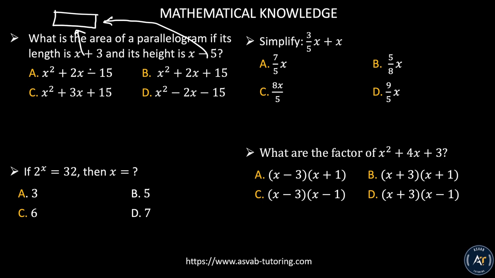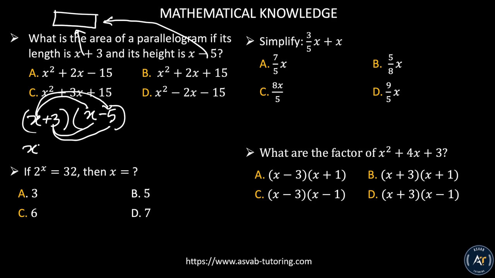So what do you have to do here? You have to multiply. So let's do that. You have x plus 3 times x minus 5. So you need to use the FOIL method. You remember that from before, how to do it. You have to do it this way: x multiplies with both of them, and then 3 multiplies with both of them as well. So that gives you x squared minus 5x, plus 3x, 3 times minus 5 is minus 15. And if you simplify that, that gives you x squared minus 2x minus 15. So the correct answer is option A.